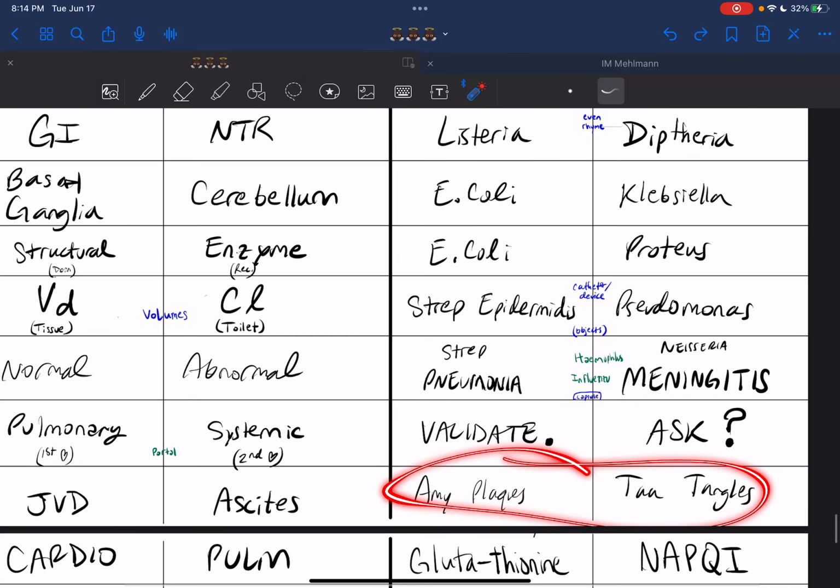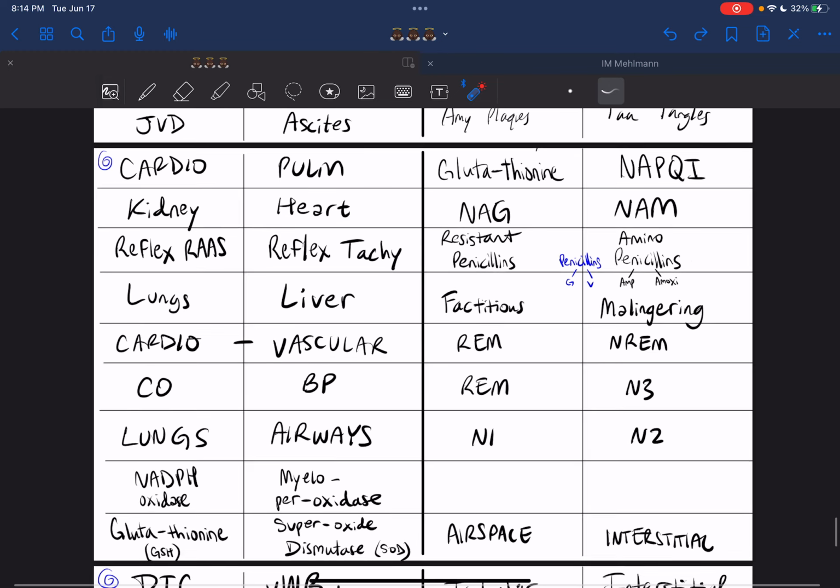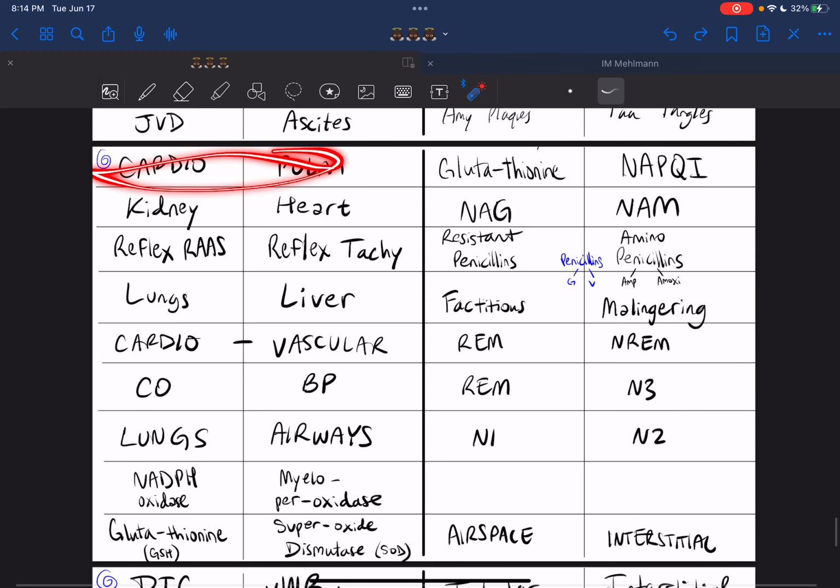Amyloid plaques versus tau tangles, the two things you see in Alzheimer's. Cardio versus pulm, the two things in the thorax. Kidney versus heart, the two kings of blood is what I call them. Because the kidneys make your blood, and the kidneys basically control the amount of fluid in your blood. So they're basically controlling your blood, versus the heart moves your blood. It distributes that blood throughout your body. So basically, when you're talking about blood stuff, automatically think of the kidneys and the heart.